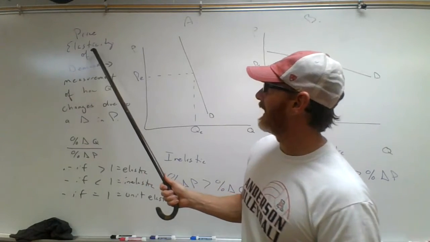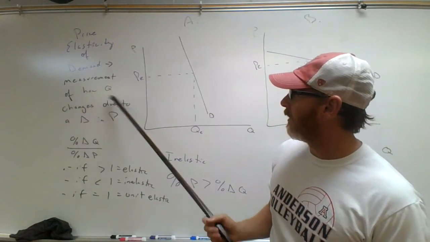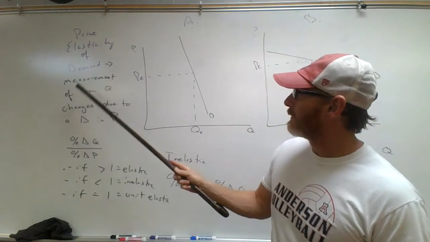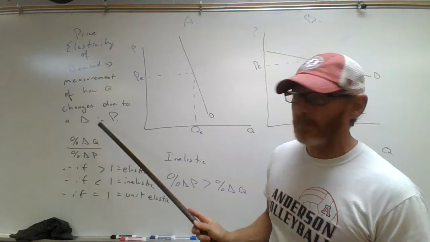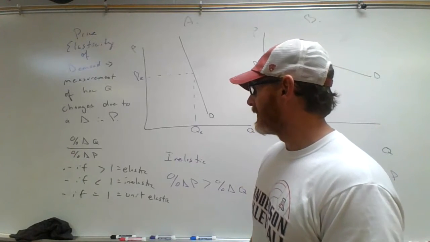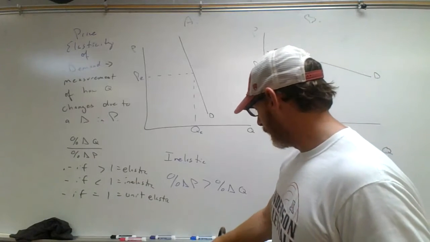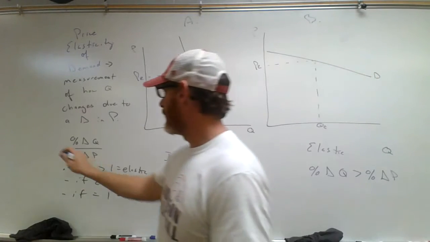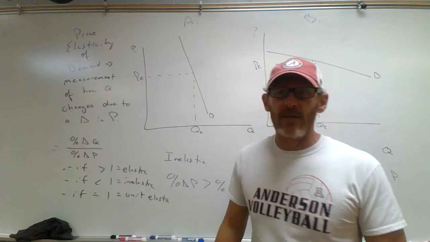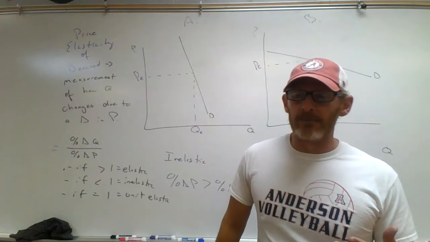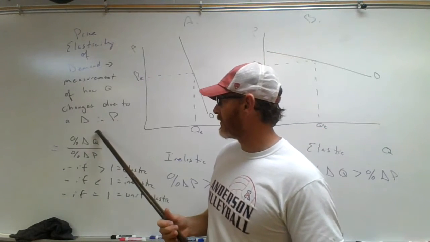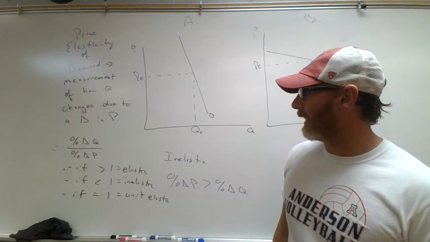So you can see, price elasticity of demand is the measurement of how quantity changes due to a change in price. Okay? So the measurement of how Q changes due to a change in P. We're going to look at that in a couple different ways. There's a whole bunch of formulas. This is the most basic of them. We're going to do some total revenue ways to figure out elasticity. There's also a midpoint way that's a little bit much for some students, so we're not going to worry about that. So you just take the percent change in quantity over the percent change in price.